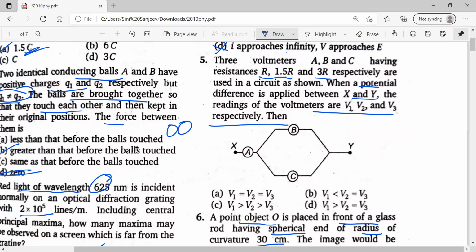Whenever there is a potential difference between, say, X and Y, or A and B, the question can just change the variables. Instead of X and Y, they can give A and B, whatever the middle term may be. And they put the readings of the voltmeters as V1, V2 and V3, with resistances R, 1.5R and 3R respectively. So what will be the reading?